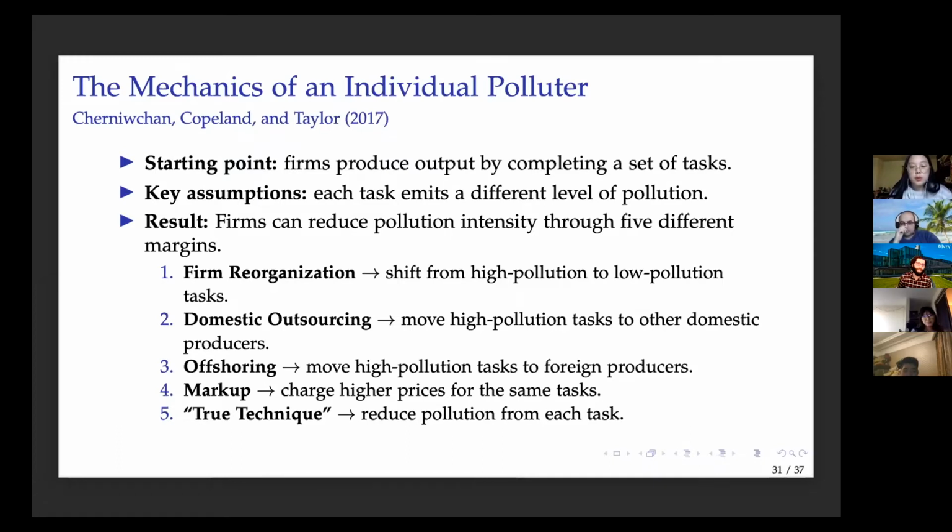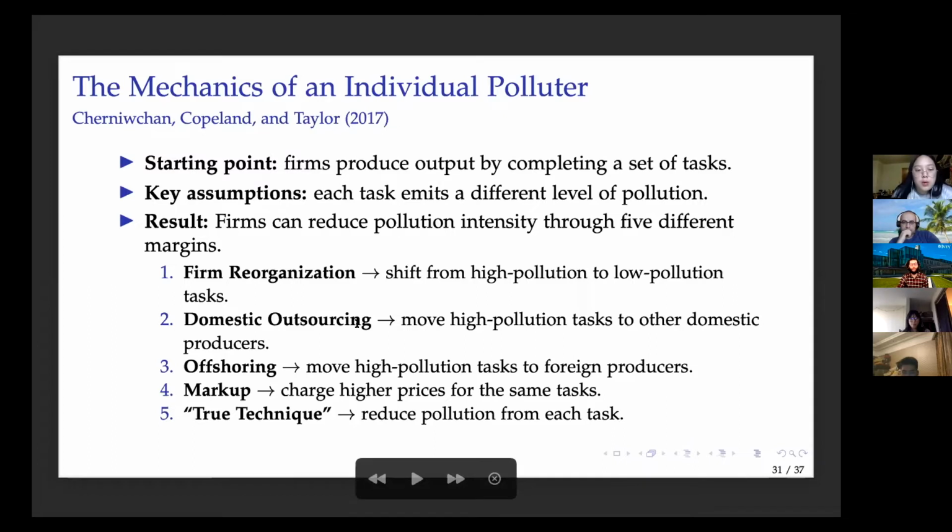So what they're saying is, some of this process effect might be due to changes in technology, but some of it might be due to changes in the composition of tasks performed by this firm. And so they organize this in a bunch of different categories. They call one firm reorganization. This is shifting to cleaner tasks, which would allow you to become a little bit less pollution intensive.